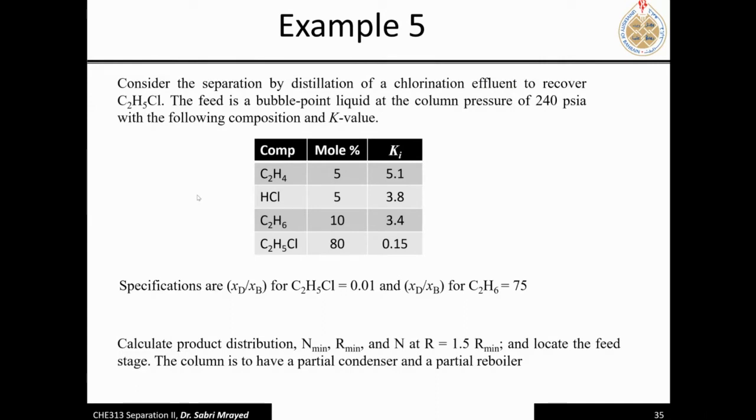Now, what is the meaning of bubble point liquid? What we mean by this one? What are we going to use this information in? Q equals 1. Yeah, so you've got to be able to quickly set this one. So you're going to say now I know Q is equal to 1. At the column pressure of 240 psi with the following composition and key values. So you have the composition of your feed plus their key values.